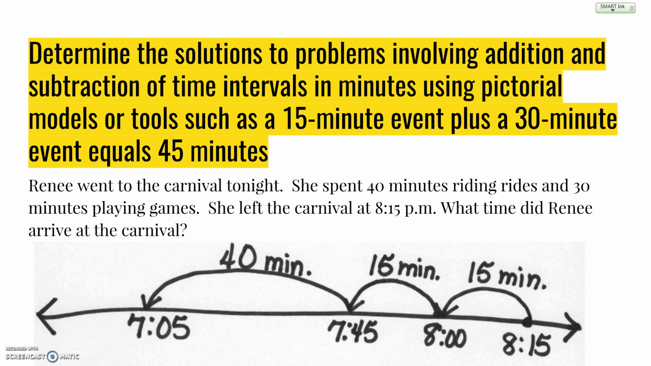So we started at 8:15, and we know if we hop back 15 minutes, that gets us to 8 o'clock. So out of that 30 minutes, we still need 15 more minutes. So we hop back another 15 and land on 7:45. And then if we hop back the 40 minutes she spent riding on rides, that takes us to 7:05. So that's what time she arrived at the carnival.